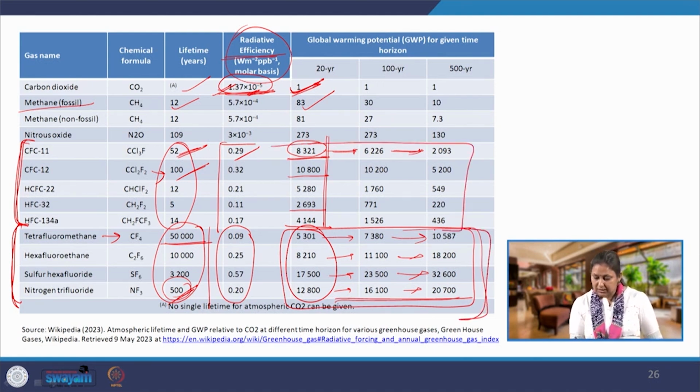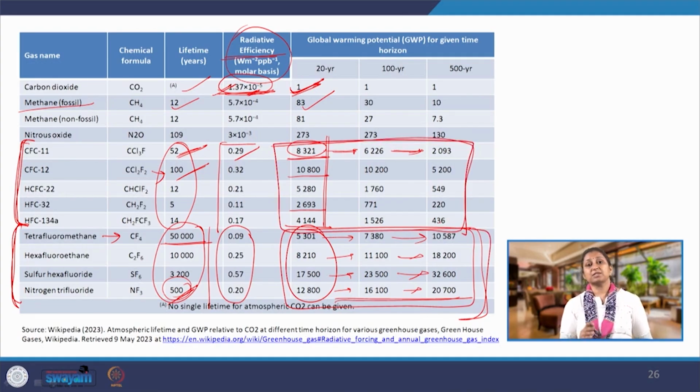This is another group of gases that we are talking about, chlorofluorocarbons, CFCs, and hydrochlorofluorocarbons, HCFCs. Their 20-year GWP is high because their lifetime is less than 100 years. So, their GWP for a 20-year period is high and it gradually decreases over a 500-year period, but they still have a high GWP overall.